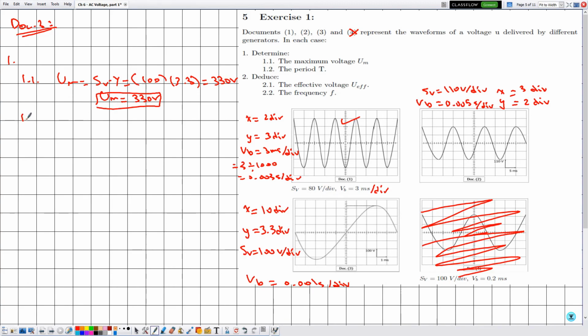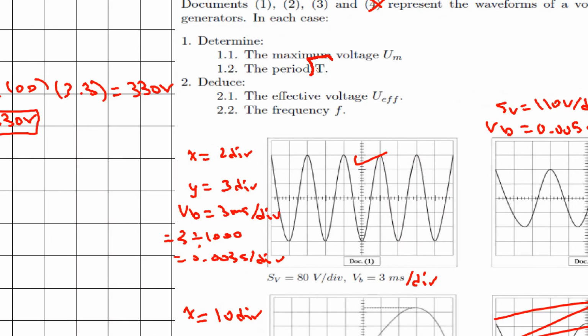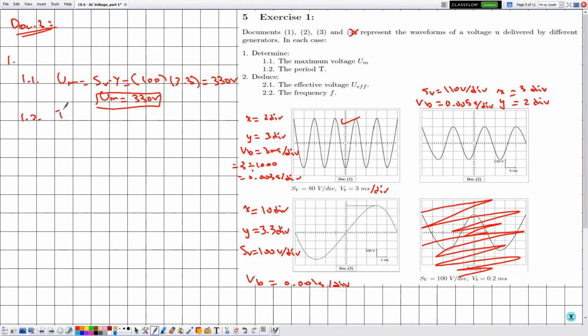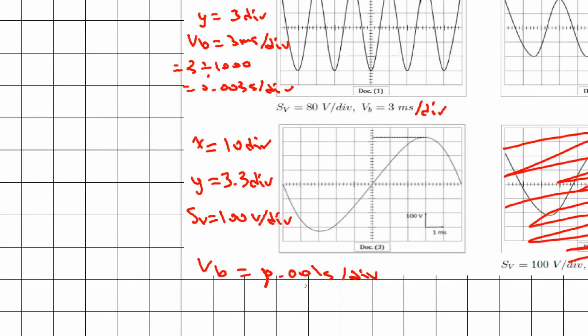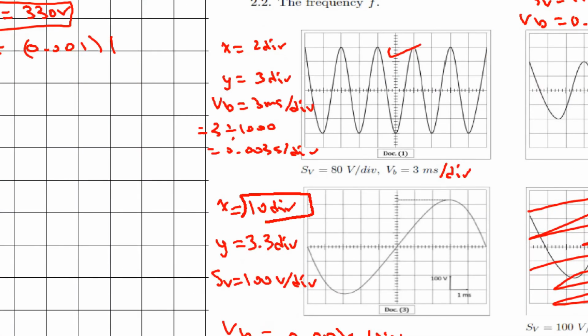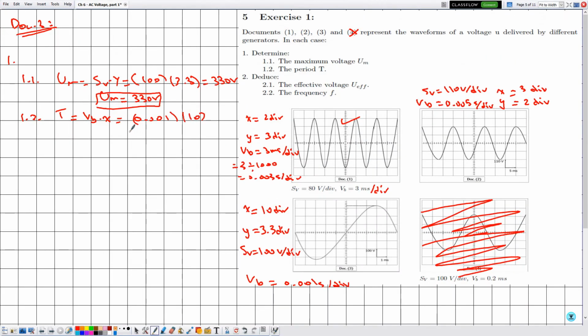Now directly also from the graph we can deduce the period T, which is given by VB multiplied by X. The value of VB in the SI is given by 0.001 and the value of X eventually is given by 10. Plugging this on the calculator, then the value of the period in the SI is given by 0.01 seconds. Then the period T is given by 0.01 seconds.